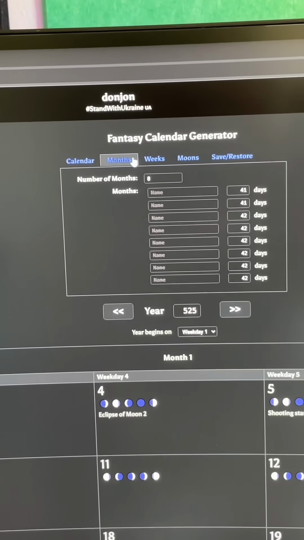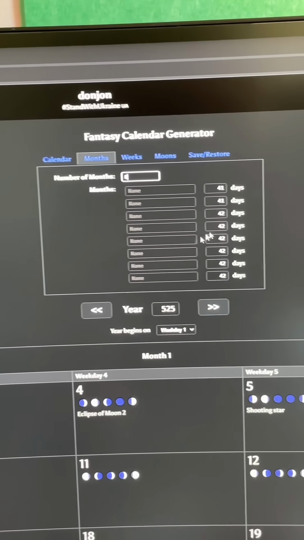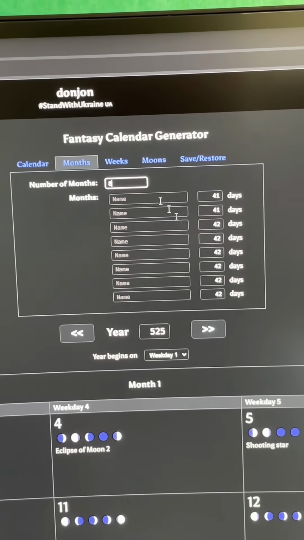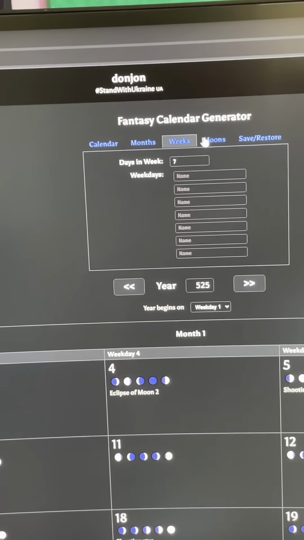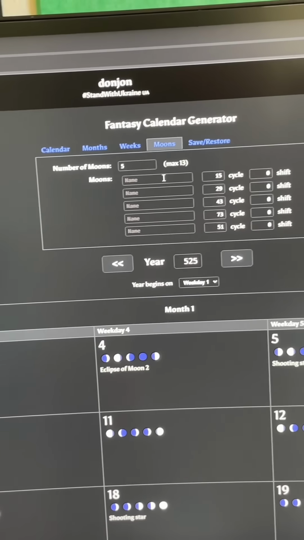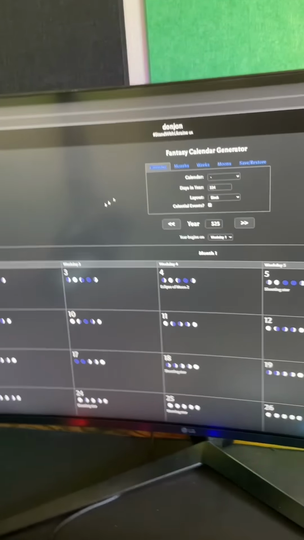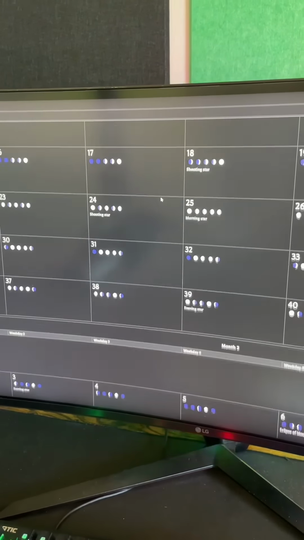What I did was I went through and I inserted the number of months and all the names of the respective months in my world, including how many days they each were, and then how many weeks they each were, how many moons existed in my world and what their names were. And then it just generated all this for me, so I then took it and printed it off. You can also optionally add other celestial events, so things like shooting stars, eclipses, things like that.